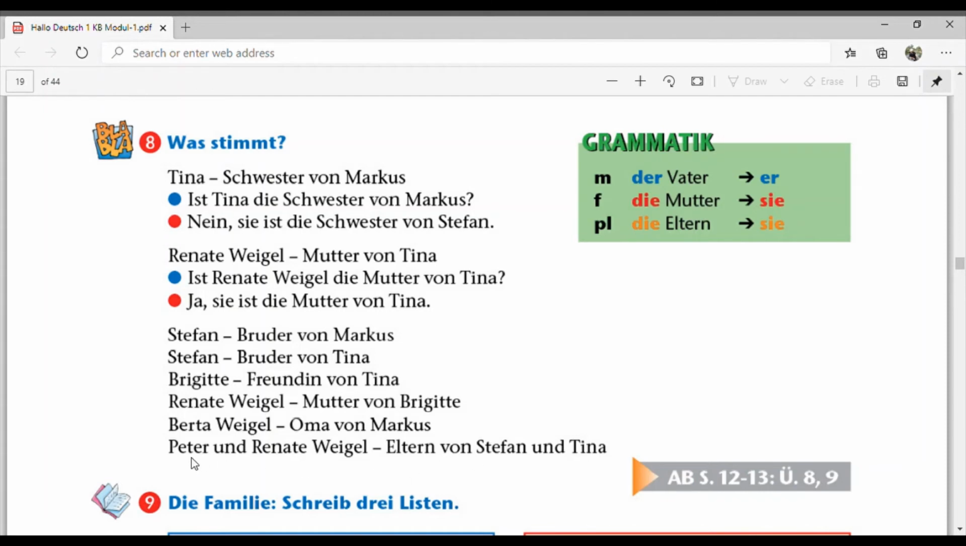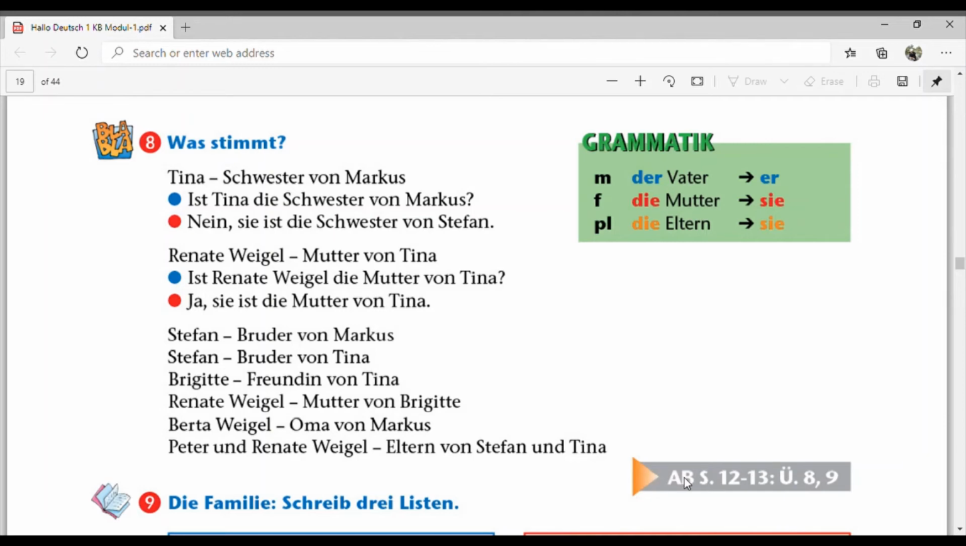So because it's Peter und Renate Weigel, two people are there, so it's a plural. So sind, yeah. So sind Peter und Renate Weigel die Eltern von Stefan und Tina? Then ja, sie sind, yeah, they are. So sie sind, okay, die Eltern von Stefan und Tina. So in this way we have to form the sentences and find out was stimmt.